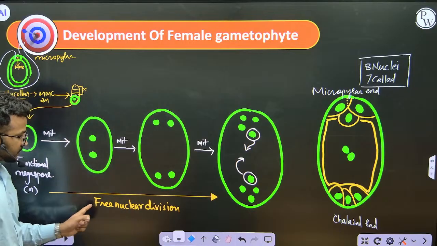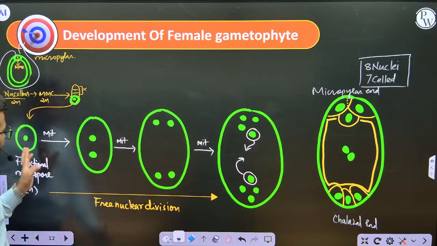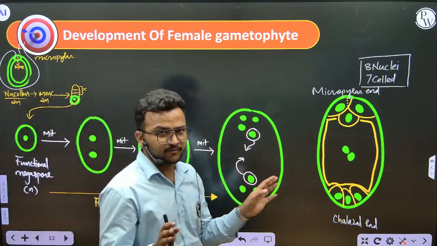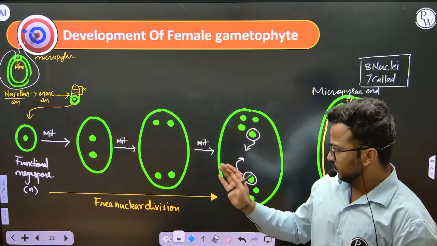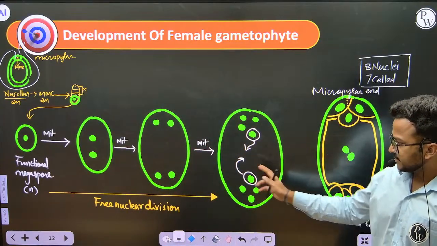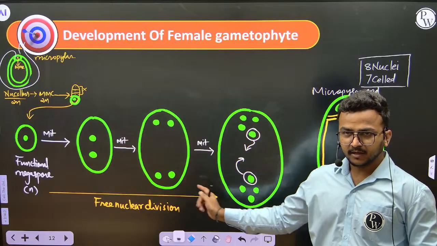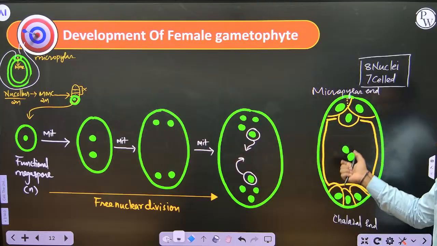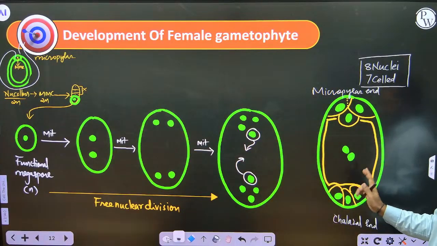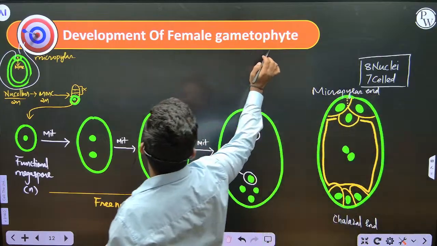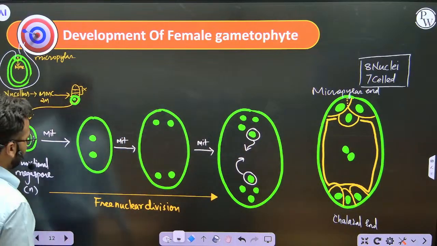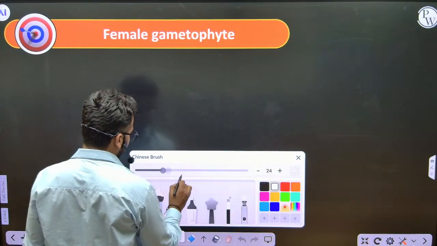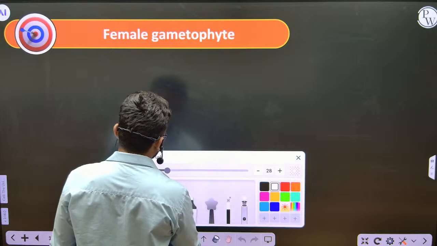Initially there was free nuclear division, where nuclei are just dividing. There is no wall formation; only nuclei are undergoing division, and it is not followed by wall formation. So until 3 mitotic divisions there is no wall formation. After 3 mitotic divisions, wall formation takes place. This is the development of the female gametophyte, or development of the embryo sac. In the next slide, we will discuss the structure of the embryo sac.